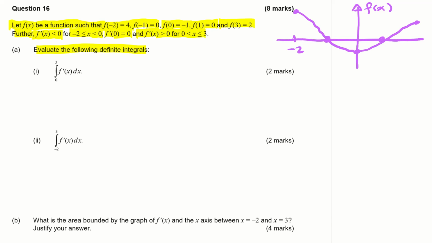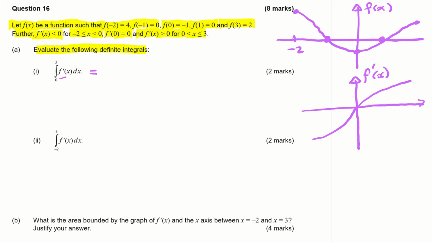But what's really relevant for this question as well is f'(x). Because we know that f(x) has a negative gradient, therefore f'(x) is down here, and then it's got a positive gradient over there, so it's going to be above over there. That's going to become relevant a bit later on.